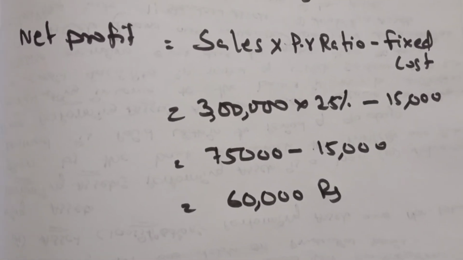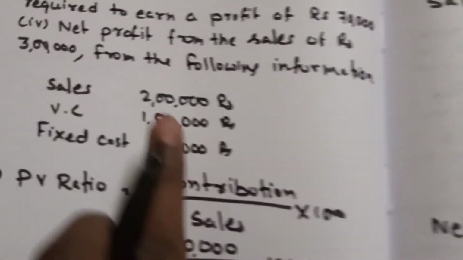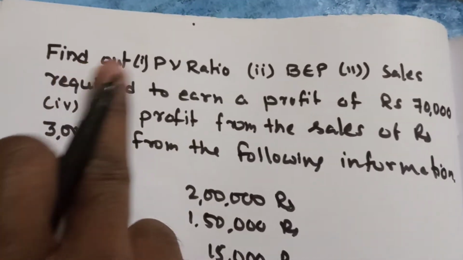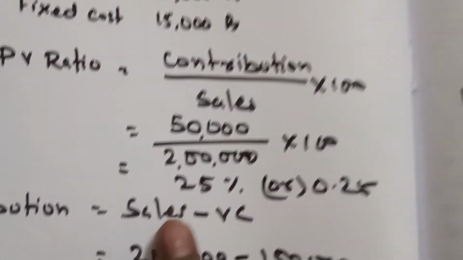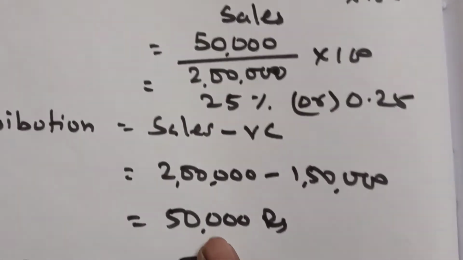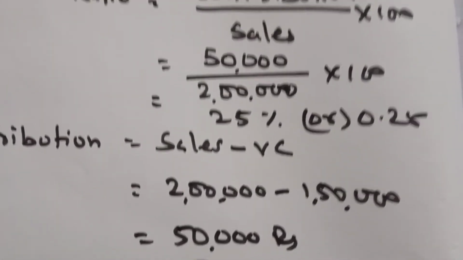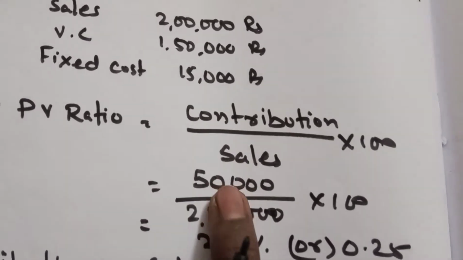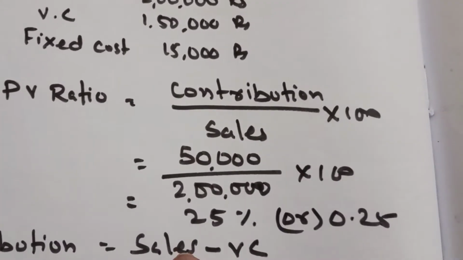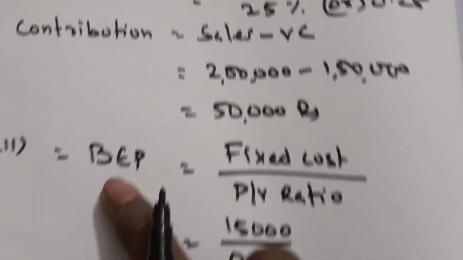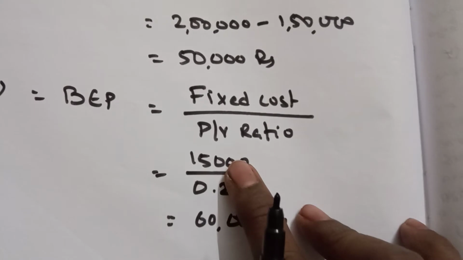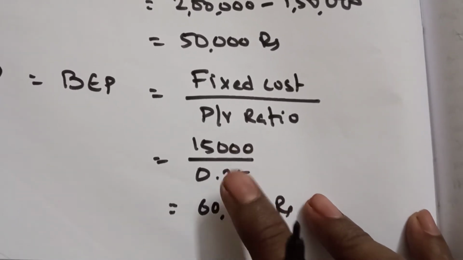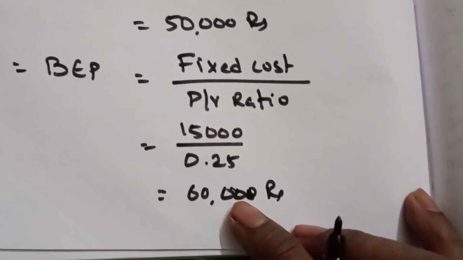So this is the simple funda of the problem. Okay, let us repeat once. We have to find out PV ratio. PV ratio formula is contribution by sales into 100. Contribution means sales minus variable cost, and we found 50,000 rupees as contribution. Sales is 2 lakhs into 100, we will get 25%. Next we find the break even point. The formula is fixed cost by PV ratio: 15,000 by 0.25, we will get 60,000 rupees.